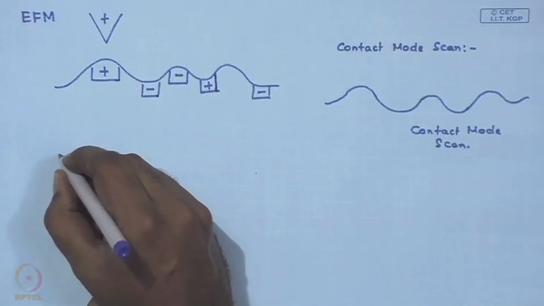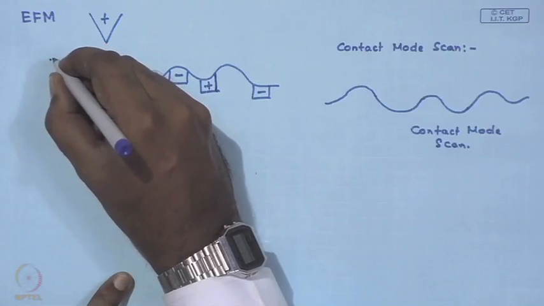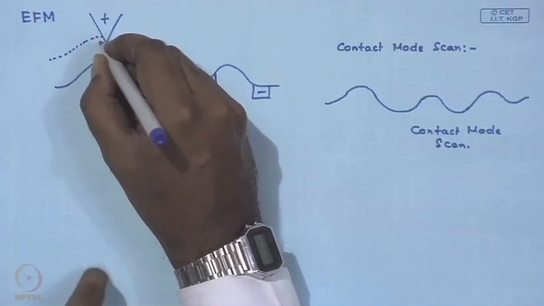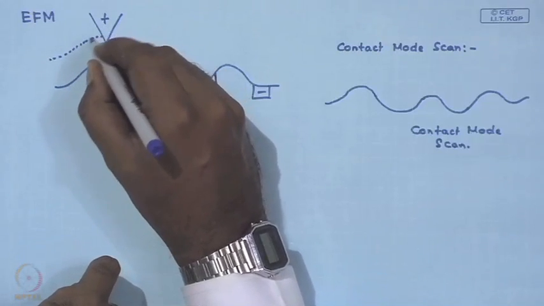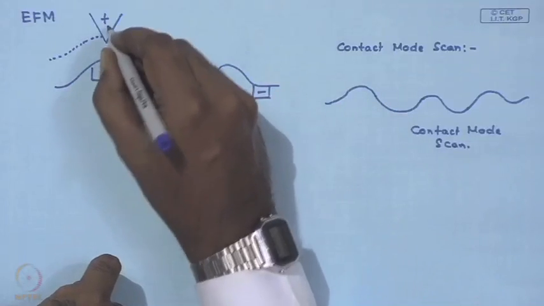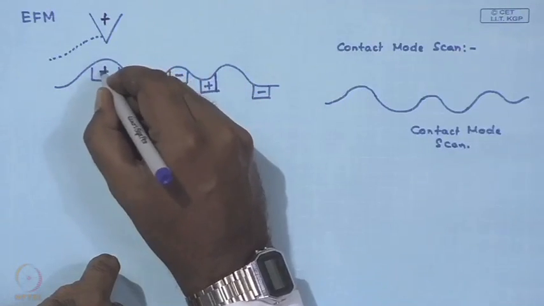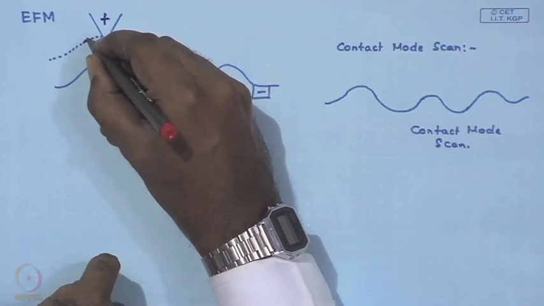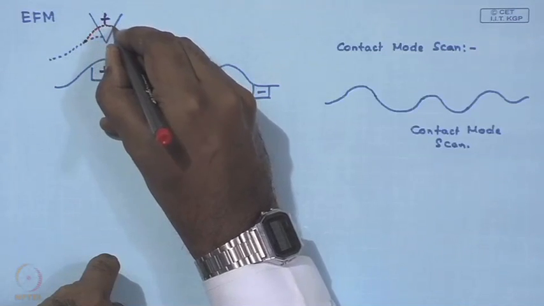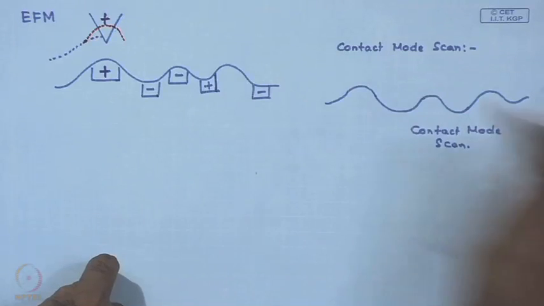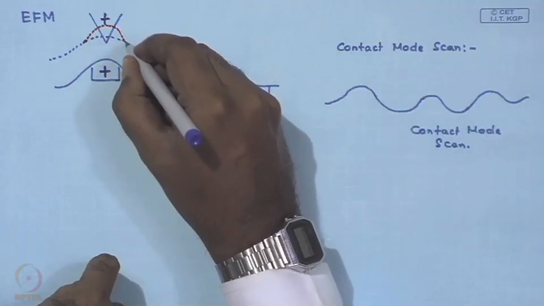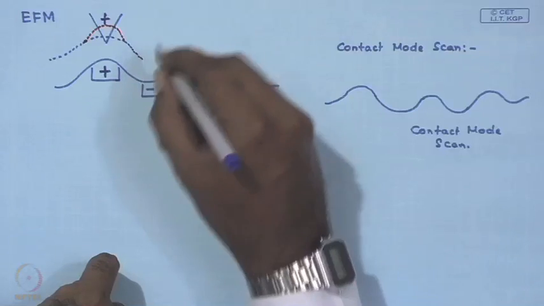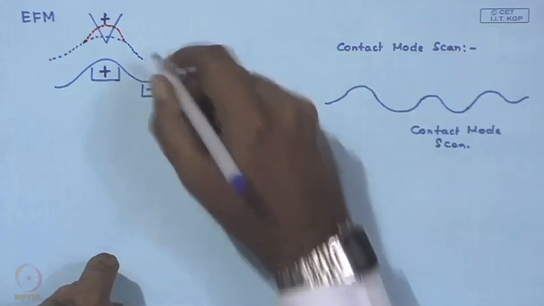If you do a non-contact scan, it follows the contours, but when it comes close to this area, since you have a positively biased tip and you have a positive electrical domain over here, there will be a local repulsion. So, instead of following the contour, it will drift like this, and then again it is back. This part is neutral, so there is absolutely no problem, it will follow.